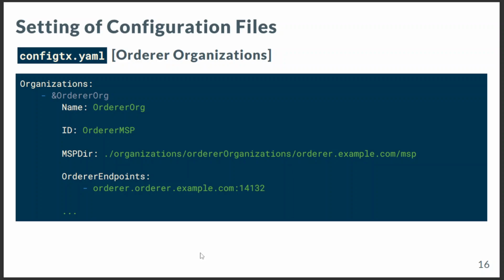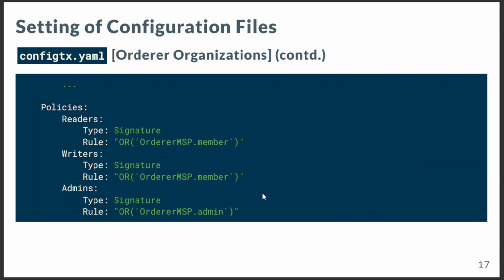Next, we have the orderer organizations for the config tx YAML. We mention the orderer name, the orderer MSP, the directory of the MSP, and orderer endpoints. We have to mention where the orderer can be reached, at what address. So the domain is orderer.orderer.example.com. You remember the SANs, you mentioned the SANs in those. And finally, a port number. The port number that will be exposed so that other containers can communicate through it.